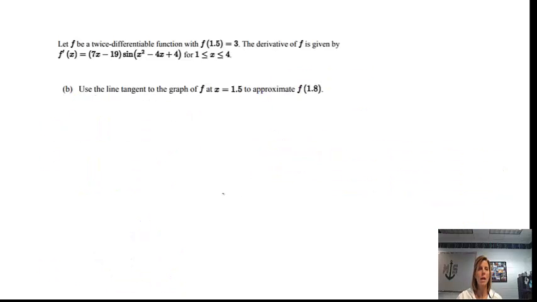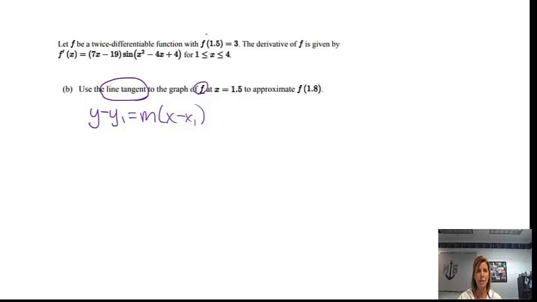Okay, the next one, B, says use the line tangent to the graph of f at x equals 1.5 to approximate f of 1.8. So please notice they took something that was in chapter 5 for part A, and now all of a sudden we're back to chapter 2 or 3 with the equation of the tangent line. Well, I can't approximate this if I don't have a tangent line. So we need to first of all find the tangent line, which you remember is y minus y1 is equal to m times x minus x1.